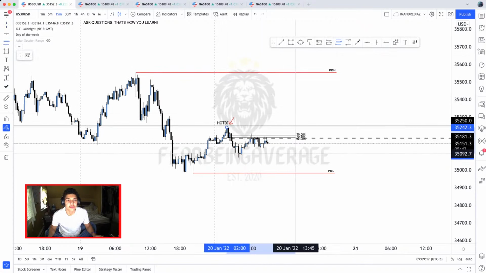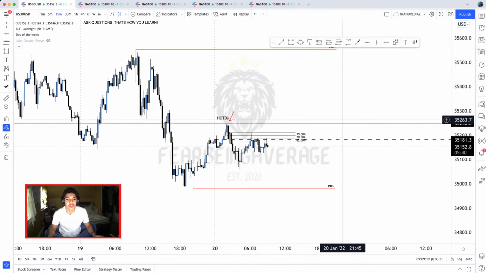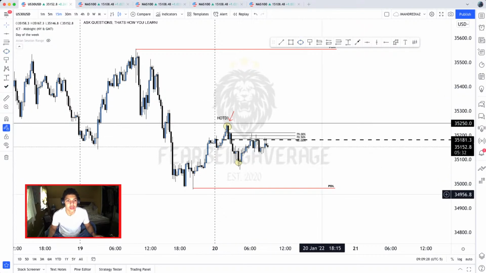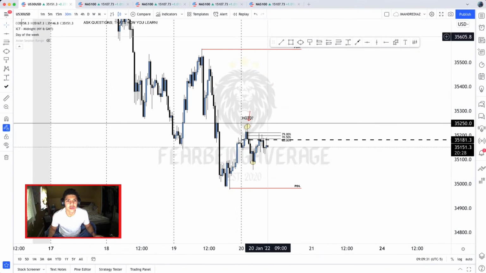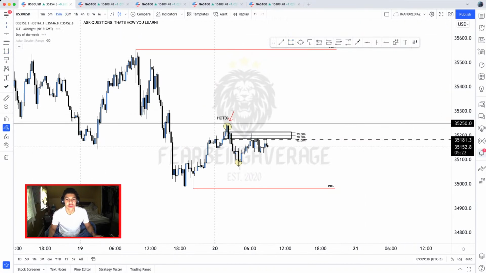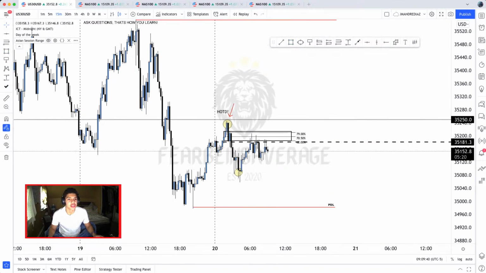Why? Because I know that if we plan on having a possible continuation to the downside, more than likely this is going to be a London continuation move, and we will continue to probably target this lower time frame here. Now I'm going to slowly make my way to higher time frames, and I also see that we have this 30-minute bearish order block right here. So there's a lot of reason for me to believe price is trying to make its way to the downside right now.